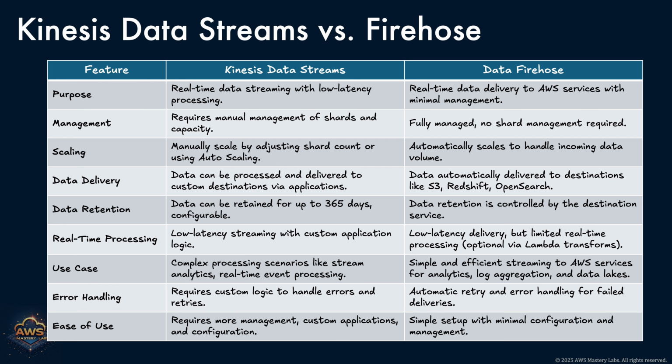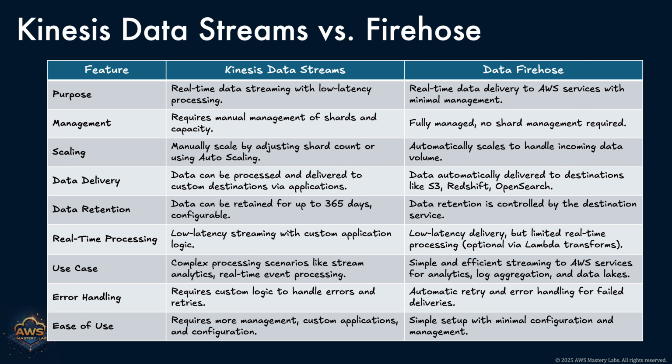In contrast, Amazon Data Firehose is a fully managed service that simplifies the delivery of real-time data to destinations like Amazon S3, Redshift, and OpenSearch. With Firehose, you don't need to worry about shard management or scaling. The service automatically adjusts to accommodate incoming data. Firehose is ideal for scenarios where you want to quickly stream data with minimal configuration and management overhead, and you're focused on data delivery rather than complex processing.